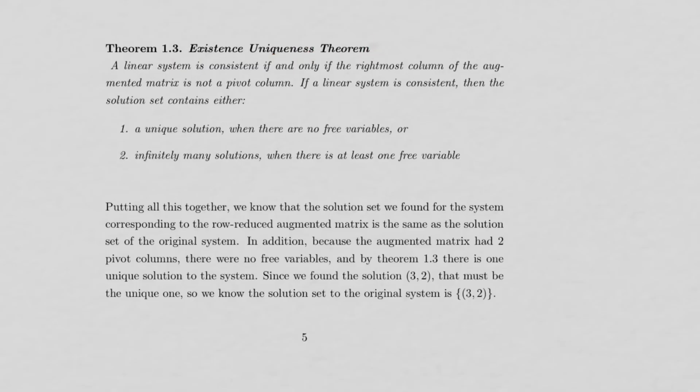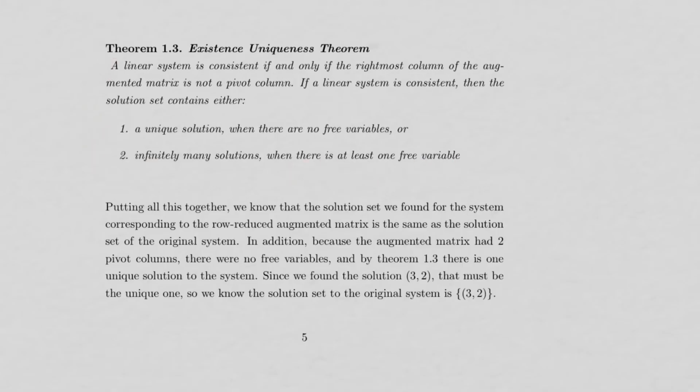And it tells us when a linear system has a solution and what kind of a solution it has when it does. So we say that a linear system is consistent. We'll define this word formally later, but for now it just means it has a solution. And that happens when the rightmost column of the augmented matrix is not a pivot column. And then if it is consistent, then we can decide what kind of consistent system it is. It will either contain one unique solution if it has no free variables, or infinitely many solutions when there's at least one free variable.